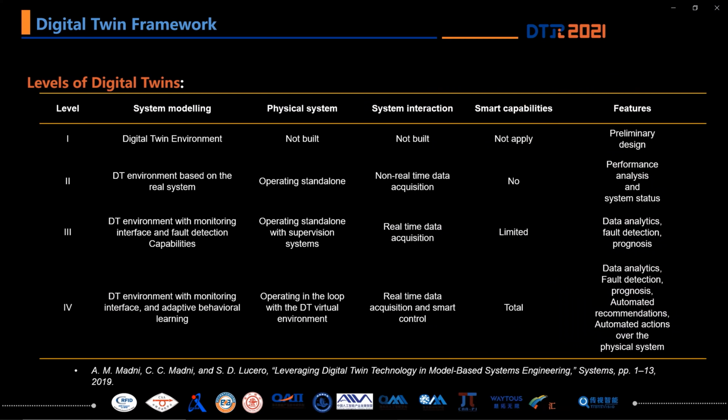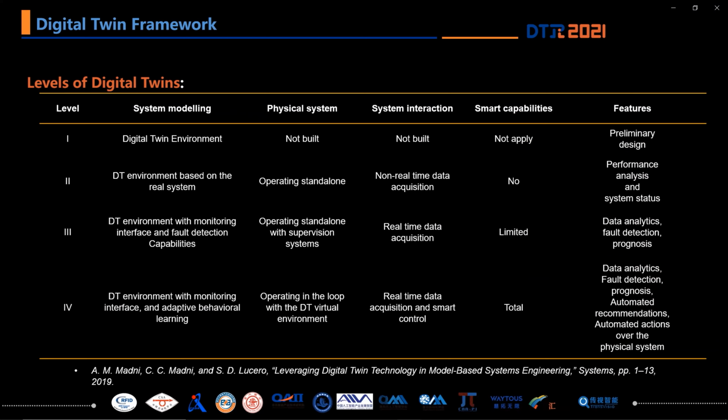There are many levels of digital twins. In the early development, we start with level 1, where we have a digital twin environment. The physical system isn't built. There is no system interaction. There are no smart capabilities. And it's used typically for some preliminary design aspect. The level 2 digital twin is based on the real system. It operates standalone. There is no interaction between the two systems. It's not quite smart, and it can be used for performance analysis and system status.